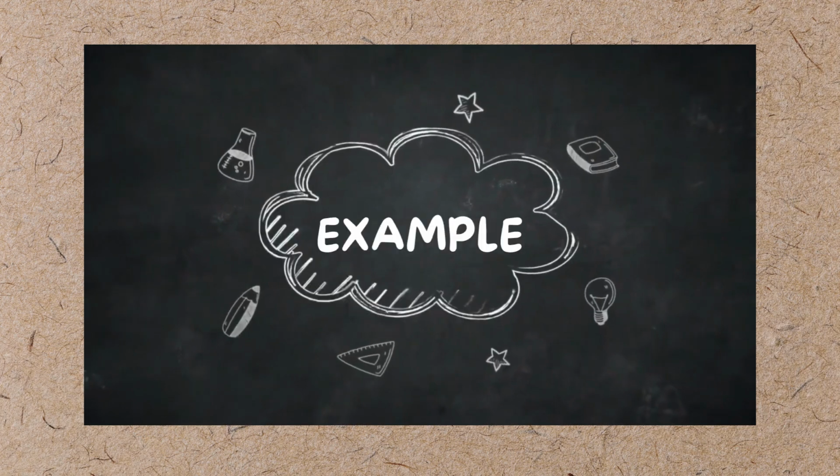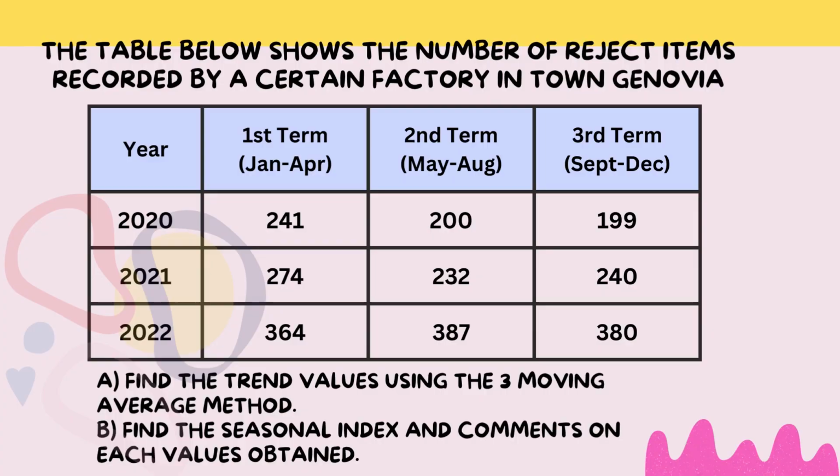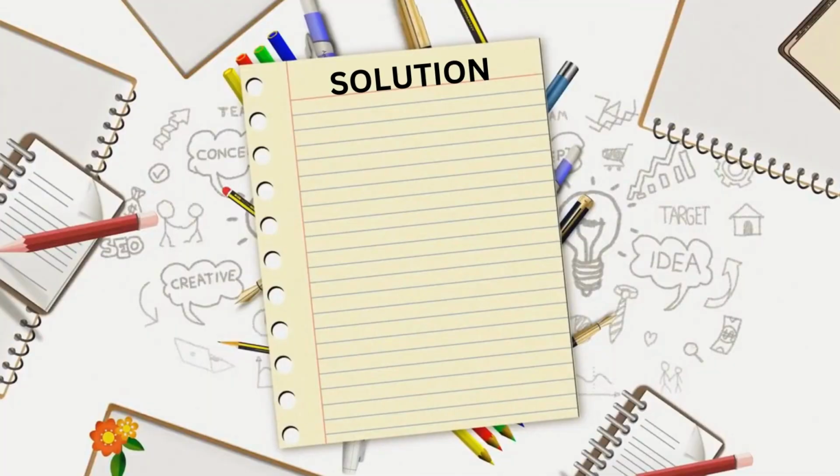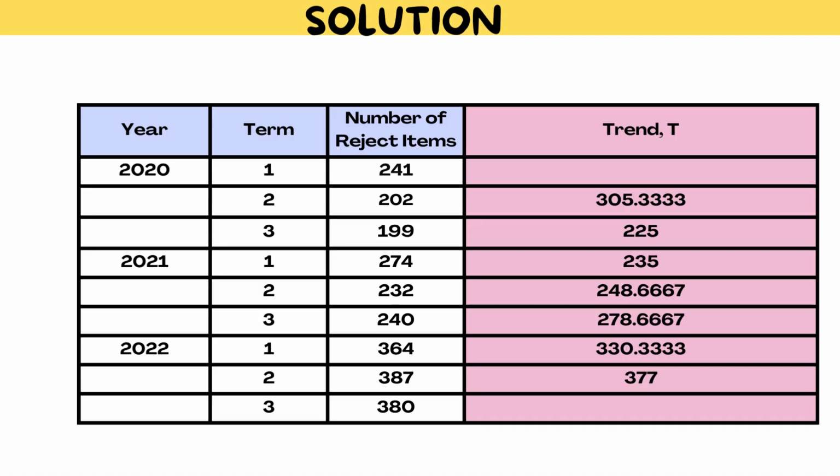After we calculate the trend values, normally the questions will ask you to estimate the seasonal values. We will be using the same example as before. For question A, we answered it in the previous video. Question B: find the seasonal index and comment on each value obtained. Look at your screen. This is the answer for question A, the values of trend. We will continue to answer question B from here.